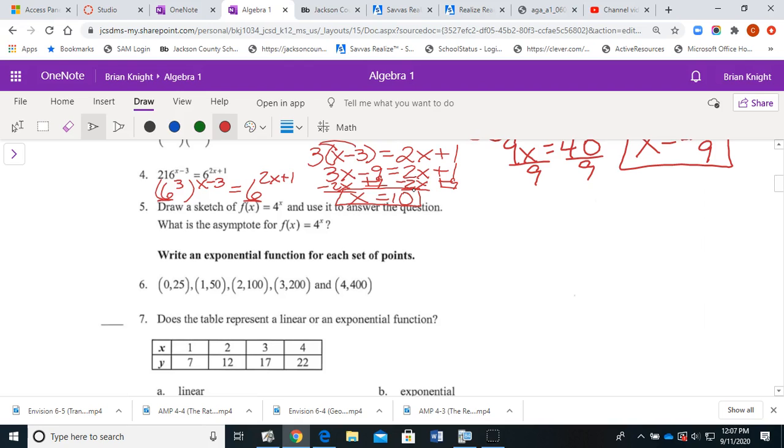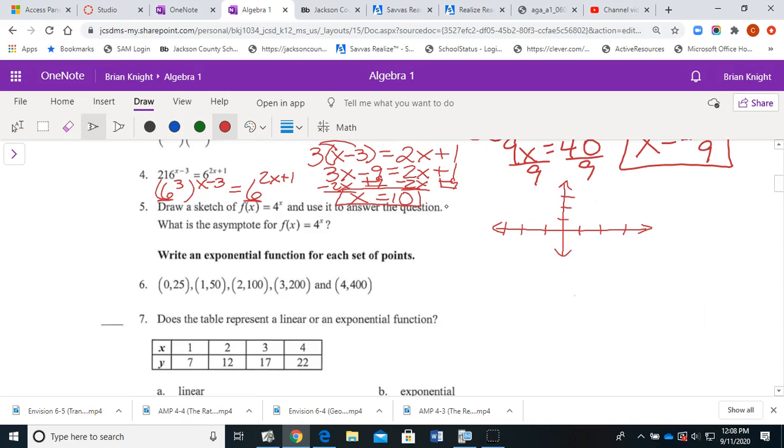Okay. Number 5 says draw a sketch of f of x equals 4 to the x and use it to answer the question. What is the asymptote for f of x equals 4 to the x power? So, the sketch does not have to be very precise. Okay? It's just a little sketch, literally what it says. So how do we make a little sketch? What do we need to make?